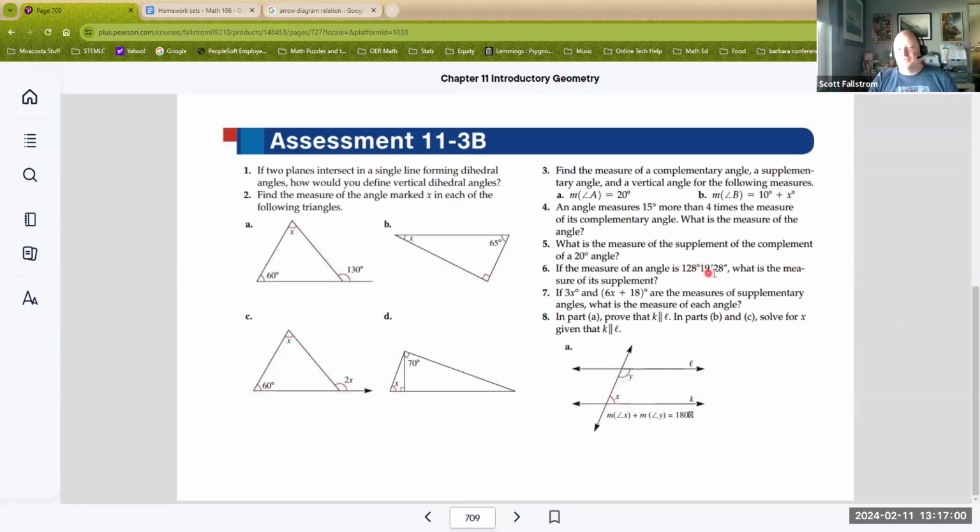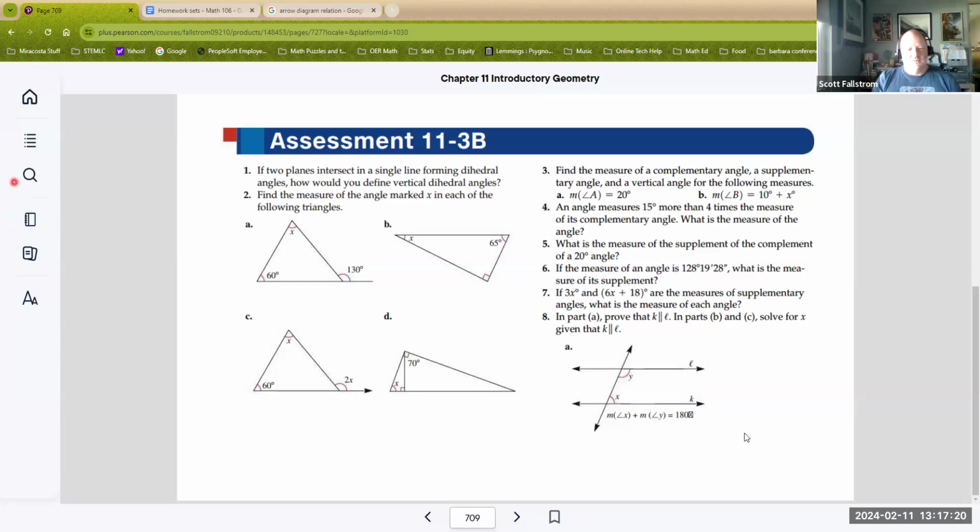And here's your chance to use degrees, minutes, and seconds one more time. If the measure is this, what's the measure of the supplement? We get some algebra. These are measures of the supplementary angles. And then down here, we get into some more with, what is this? Oh, the parallel lines cut by a transversal.